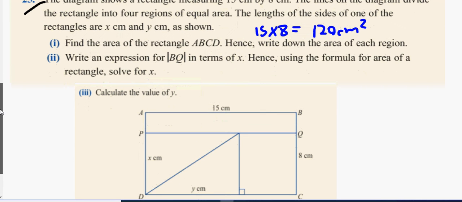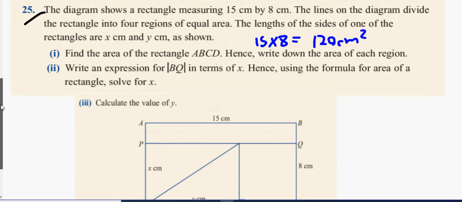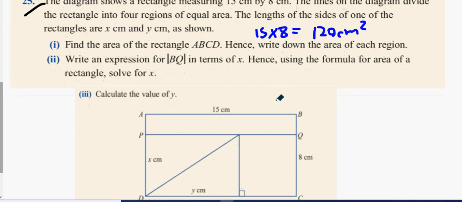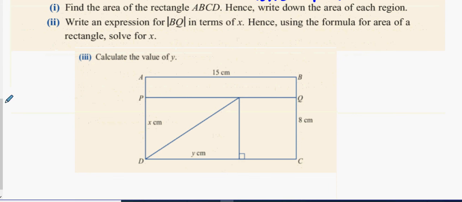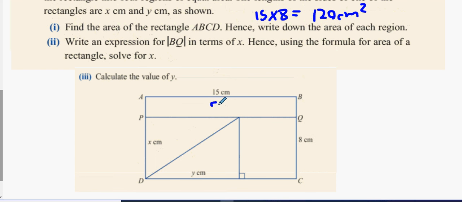Now write down the area of each region. Write an expression for BQ in terms of x. What do they mean by write down the area of each region? They're all the same. I was going to say they're all equal. Yeah, 4 equal areas, my fault. So, divide that by 4 and you get 30, 30, 30, and that's also 30.